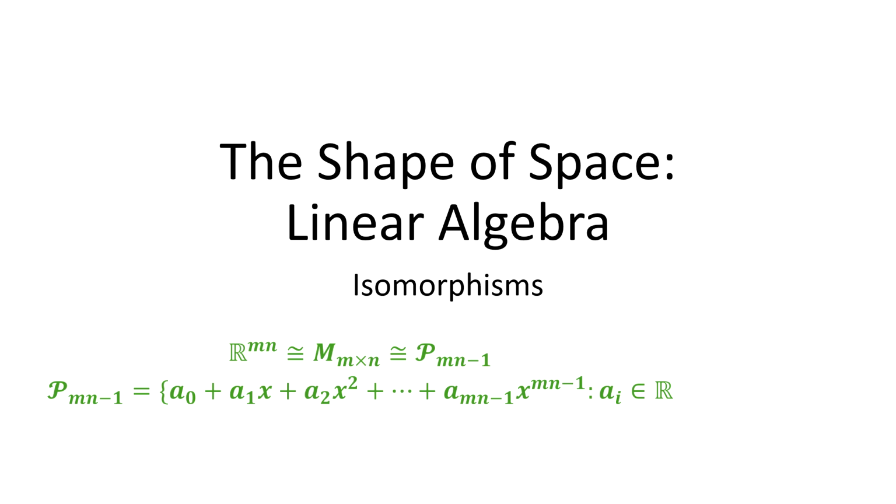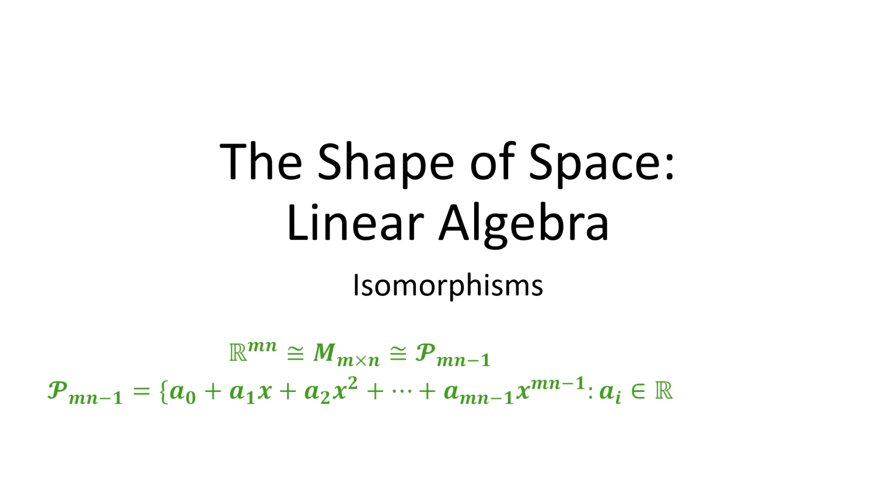Welcome to the isomorphisms lesson from the series The Shape of Space Linear Algebra. I kind of hinted at this a few times before, and we've proven some theorems about the dimension of a vector space. Now in this lesson, we're going to show that for a given finite dimension, all vector spaces are what's called isomorphic. They're the same in terms of their vector space properties.